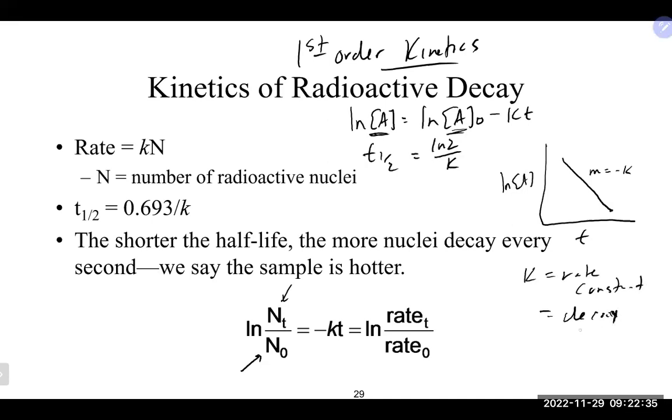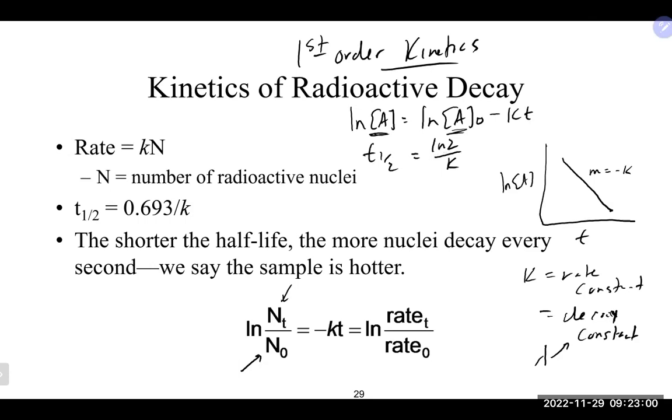If I can write that, decay constant in nuclear chemistry. And in some books, lambda is used for the decay constant. So they'll sometimes use lambda as the symbol for the decay constant. And like I said before, T is time in this case, and you do want to watch out for units.